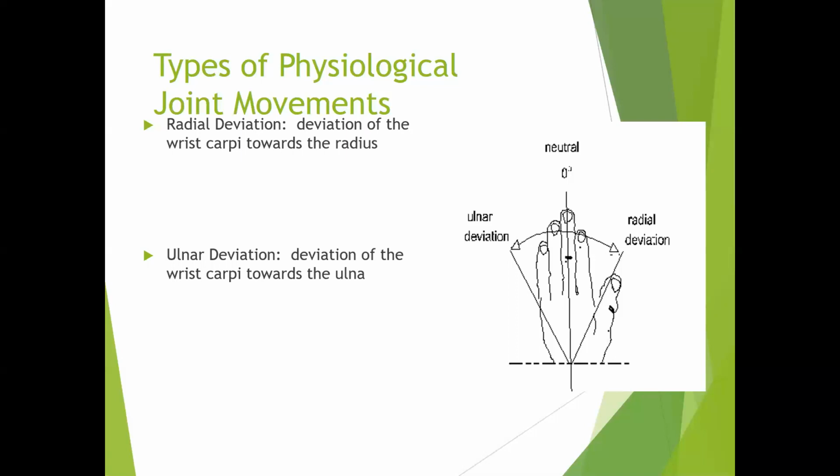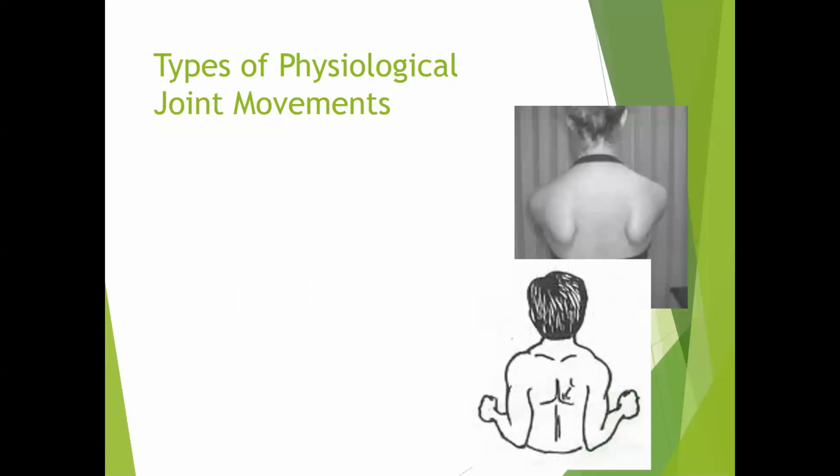So if we're standing here in anatomical position, I'm going to raise up my arm, we do radial deviation. Whereas if we're doing ulnar deviation, we're going towards the ulna. Does that make sense to everybody? That one's pretty common sense, right? We're deviating towards what it's labeled as.